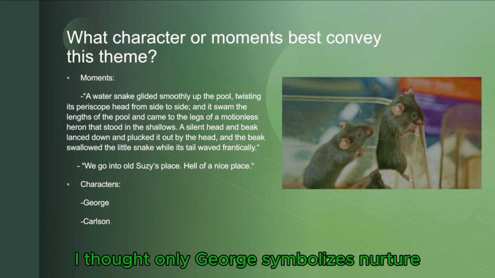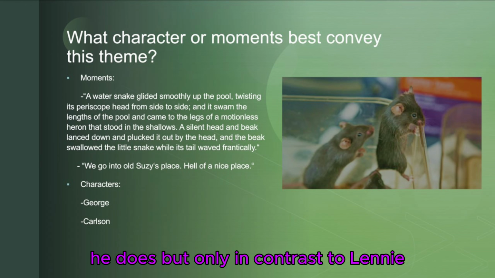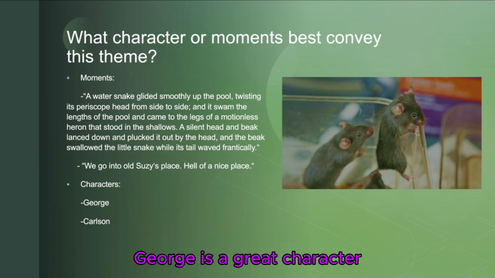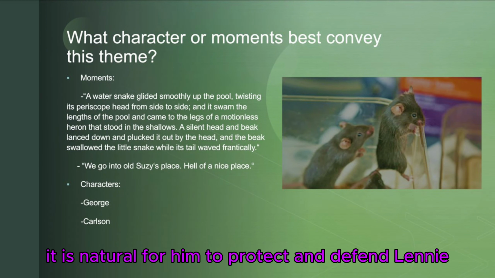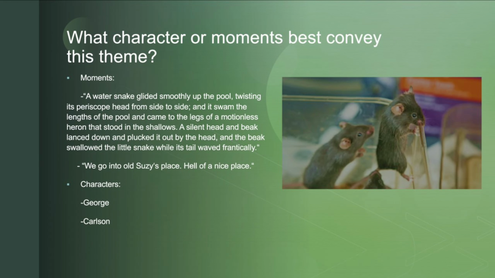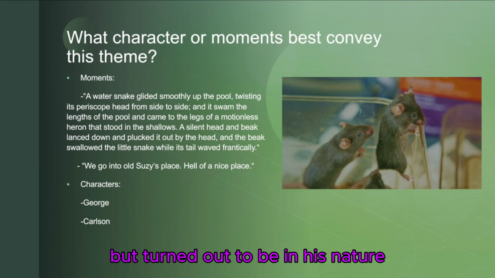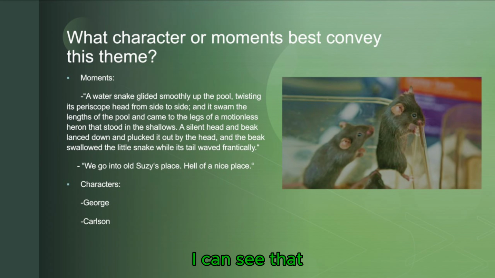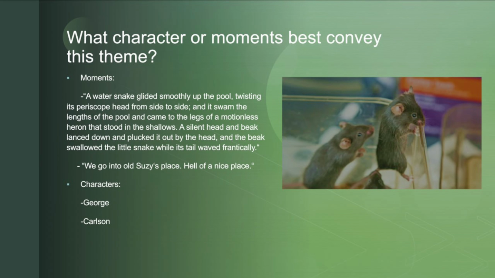I thought only George symbolizes nurture. He does, but only in contrast to Lenny. However, George is a great character for the description of nature. When he is with Lenny, he has this protectiveness over him. It is natural for him to protect and defend Lenny even on the ranch with the other men. These traits are not something society taught him, but turned out to be in his nature. Yeah, I can see that. I didn't think this theme would go that deep.